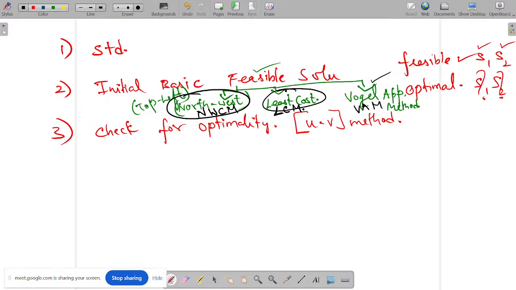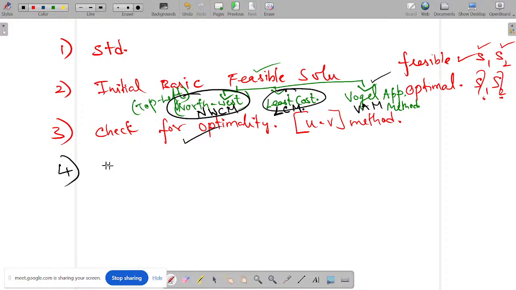So obviously our intention is to minimize the cost. So when you find the feasible solution using Vogel's method, definitely that's going to be a minimized value. So the check for optimality may be helpful in the very first step itself. You check for optimality, and after checking, if you find that it's not optimal, then obviously you have to repeat the steps.